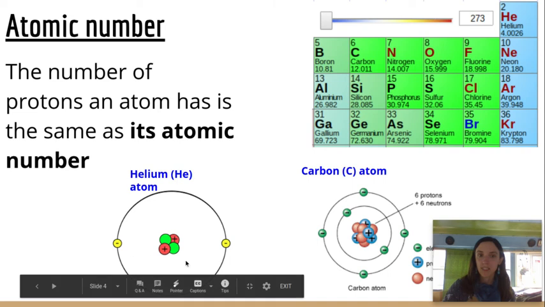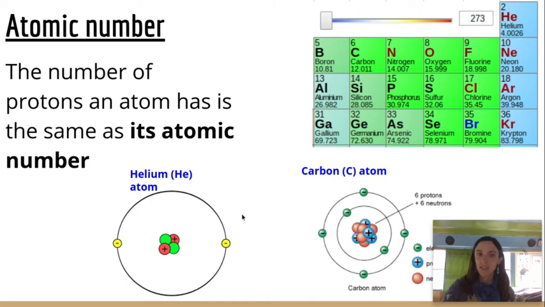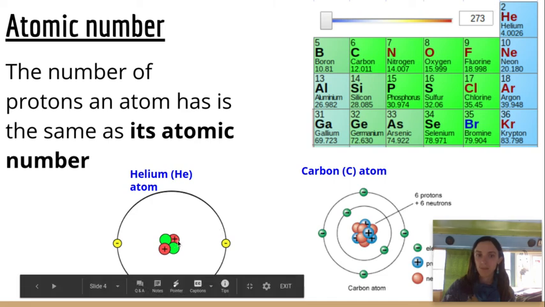So for example, this is a drawing of a helium atom. Helium has the atomic number 2. And that's because helium has 2 protons in it. Carbon has the atomic number 6. And that's because carbon has 6 protons in it. You can't see it, but this little thing says 6 protons.